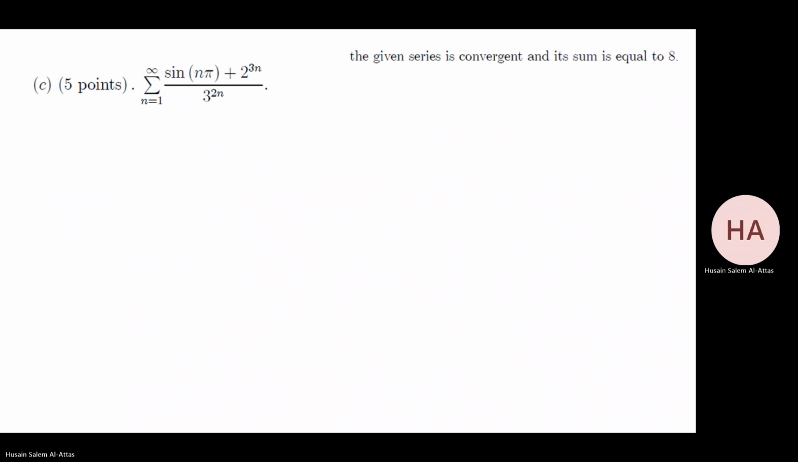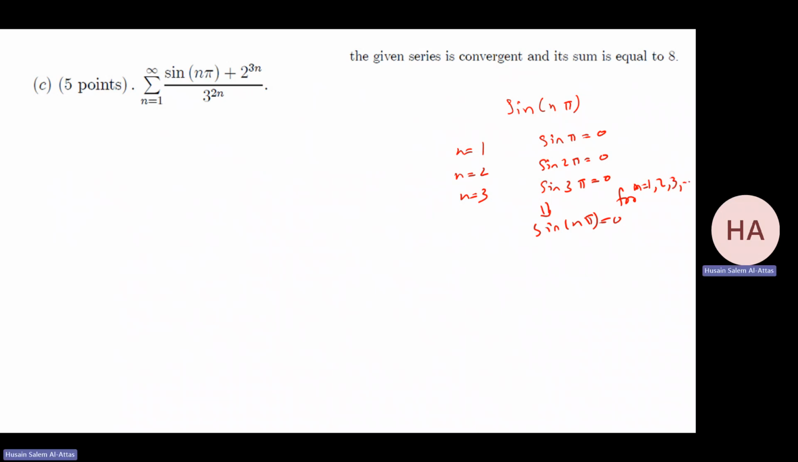This one, sine n pi. What is sine n pi? If n equals 1, sine pi is 0. If n equals 2, it will be sine 2 pi, which is 0. If n equals 3, that will be sine 3 pi. So very clear for me, sine n pi equals 0 for n equal 1, 2, 3, etc. So this series is actually the summation from n equal 1 to infinity of 0 plus 2 to the power 3, which is 8 to the power n, over 9 to the power n. In other words, it's 8 over 9 to the power n.